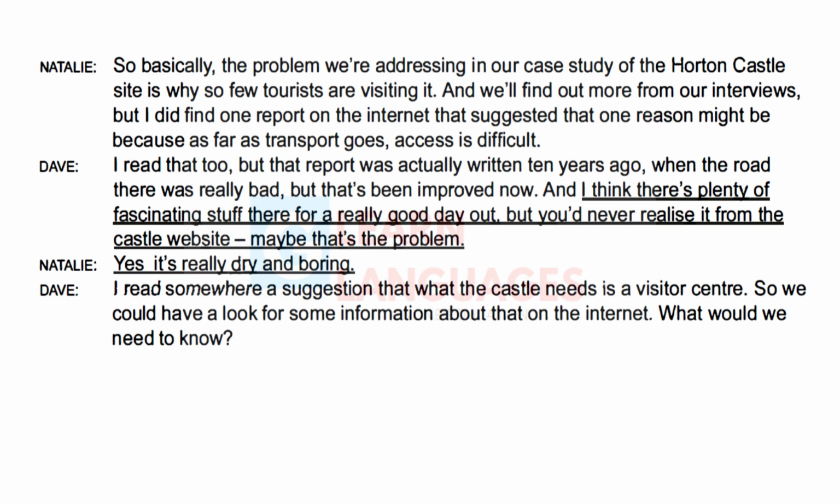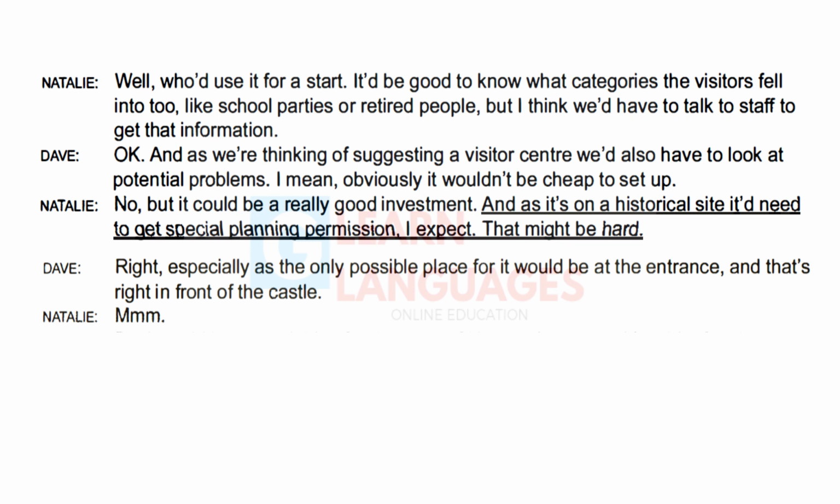I read somewhere a suggestion that what the castle needs is a visitor centre. So we could have a look for some information about that on the internet. What would we need to know? Well, who'd use it for a start? It'd be good to know what categories the visitors fell into too, like school parties or retired people. But I think we'd have to talk to staff to get that information. OK, and as we're thinking of suggesting a visitor centre, we'd also have to look at potential problems. I mean, obviously it wouldn't be cheap to set up. No, but it could be a really good investment.